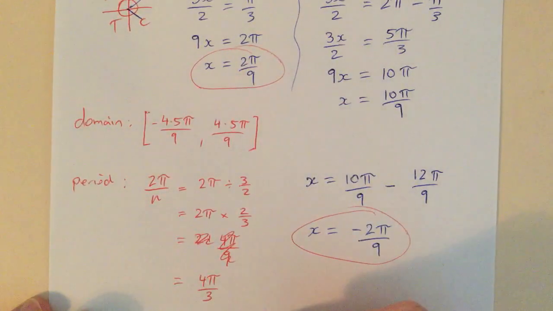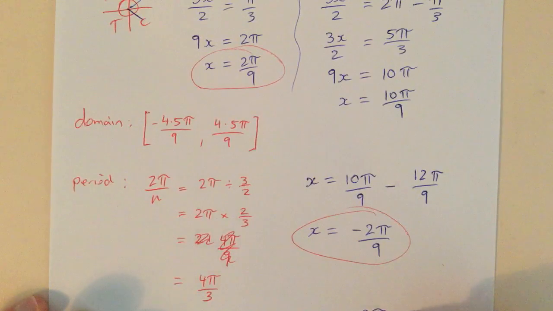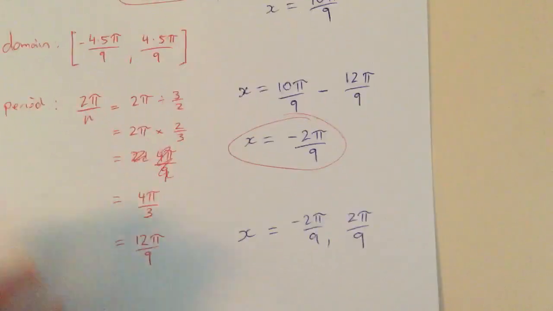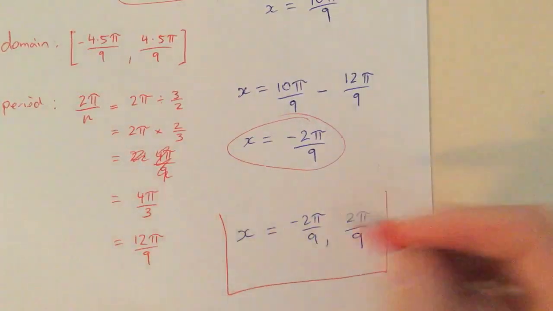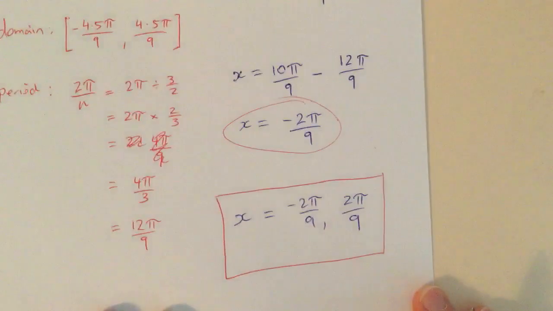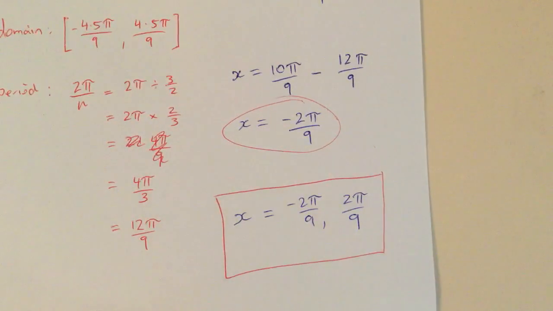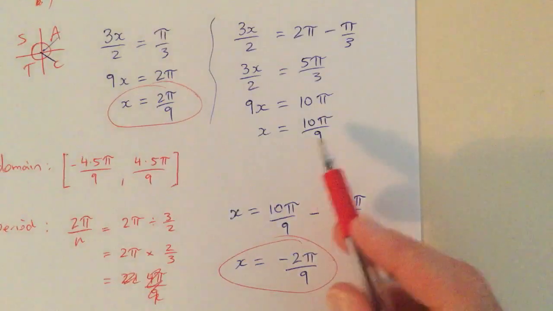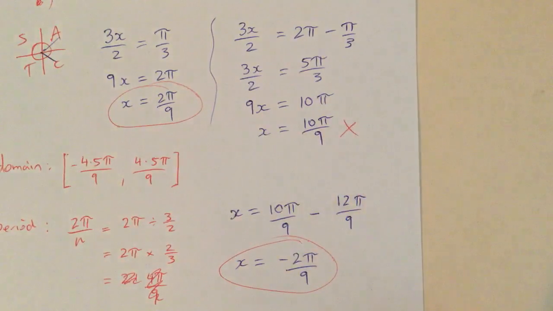And so I'm going to write, again, just to be clear, I'm going to write my final answer like this, just to show anyone who's looking at my working what my answers are, and importantly as well what my answers aren't. It's important to be clear that this one wasn't part of our solution.